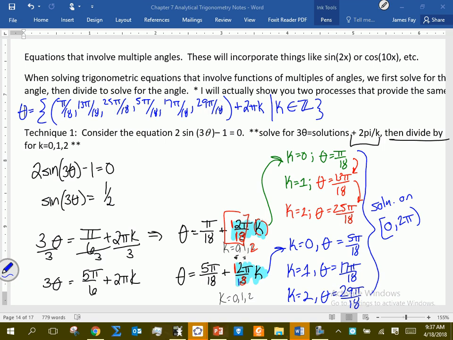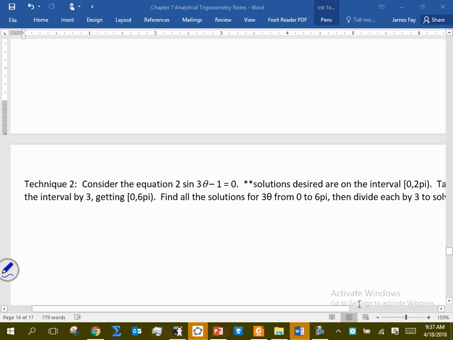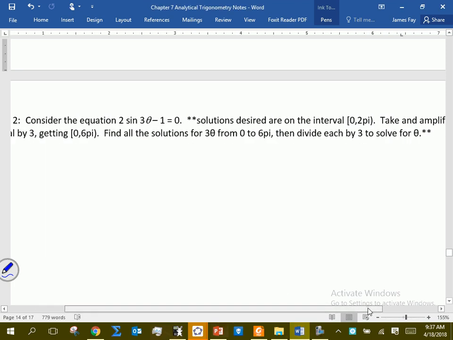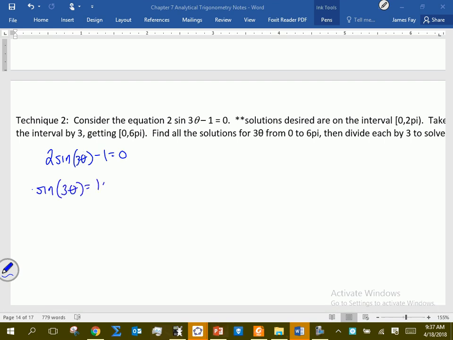Another technique, I'm kind of at a crossroads of whether I show this or not. I showed it in the last period, so I'll go ahead and show this with you guys as well. But it is the same thing. It's just viewing it maybe from a different perspective. We're going to do it with the same equation. So if I start with 2 sine 3 theta minus 1 is equal to 0, go through the same algebra, eventually it's going to get me sine of 3 theta is equal to a half. Okay, but here's where maybe we look at it from a different perspective.